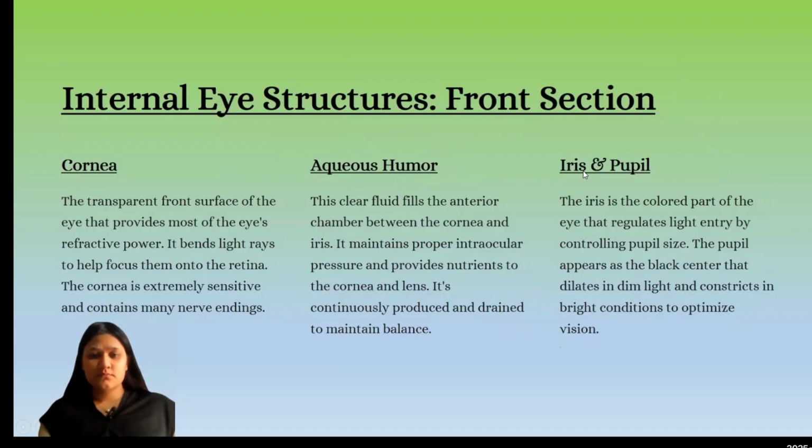Now let's get into the internal structures. That is the front section. Front section means we are not talking about the back section, that is the posterior one. The internal eye structures of the front section are the cornea, aqueous humor, iris and pupil.